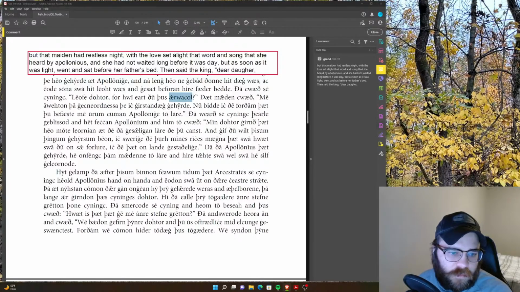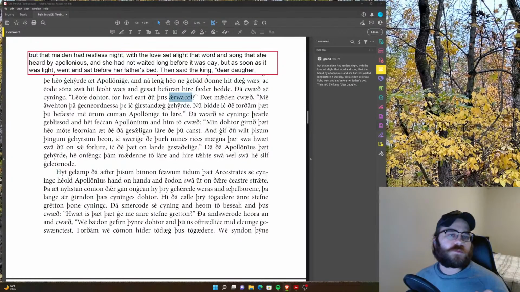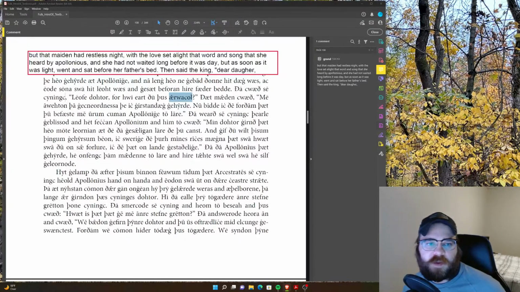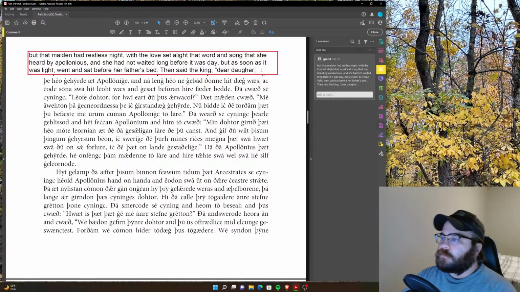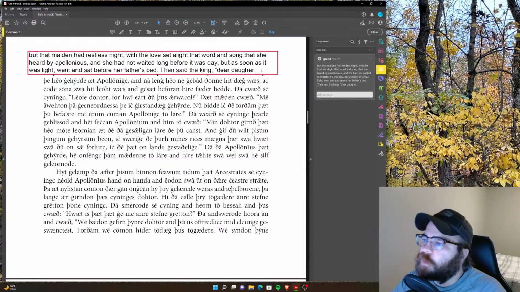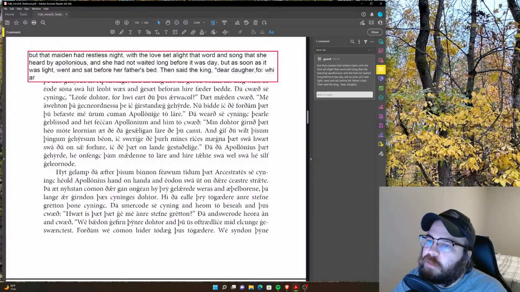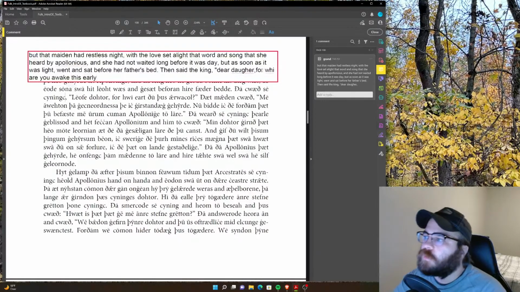Son of a gun. Don't have an ash. I wish that Chrome would let me just use like an ash as easily as my Mac does. Or I guess I wish PCs would let me use ash as easy as my Mac does. Erwakol, awake early. Wow, so there is an entire adjective for being awake early. Cool. So he says, dear daughter, leve dochter, for we ert thou or thu thus erwakol. Dear daughter, why are you awake this early?